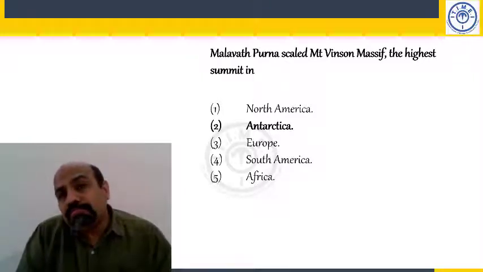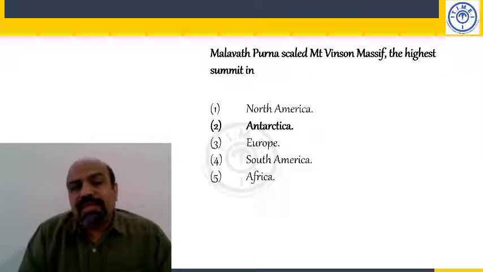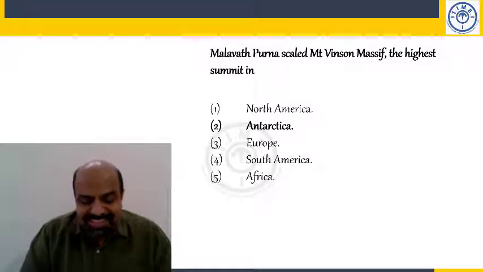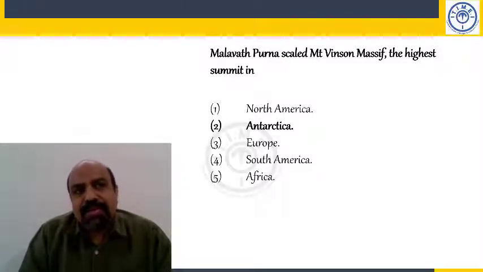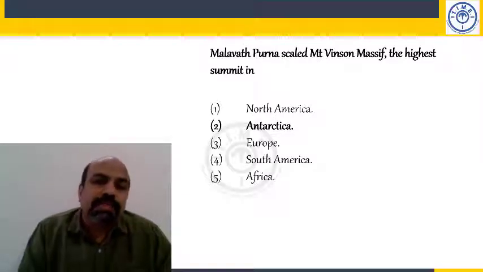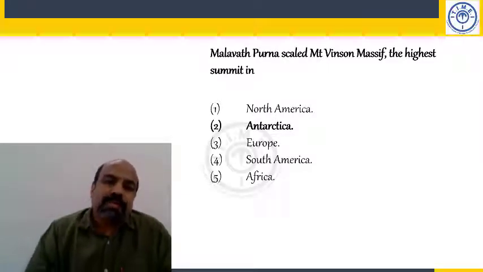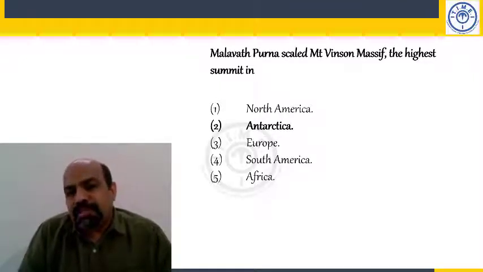And how tall is Mount Everest? 8848 meters. And Mount Vinson Massif is about 4000 meters shorter than that. Vinson Massif, you could write this.